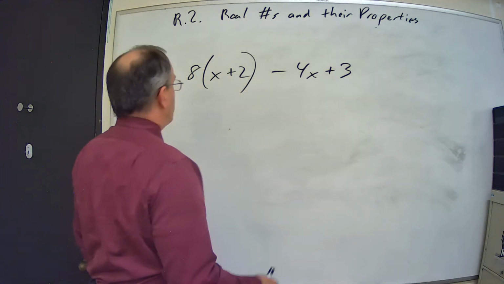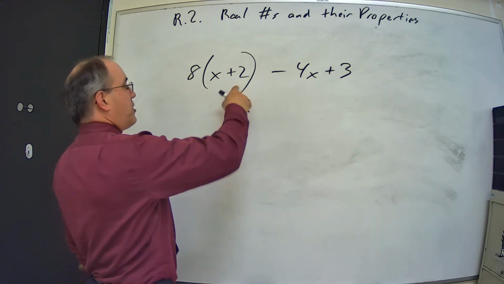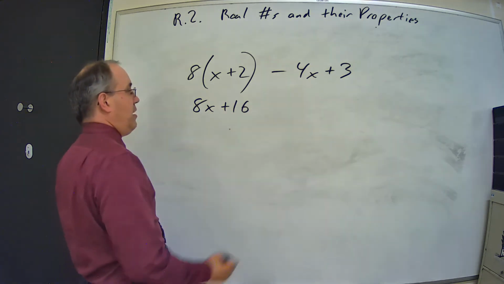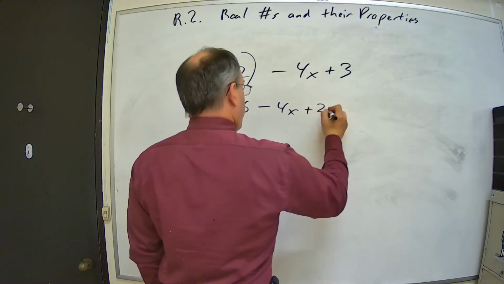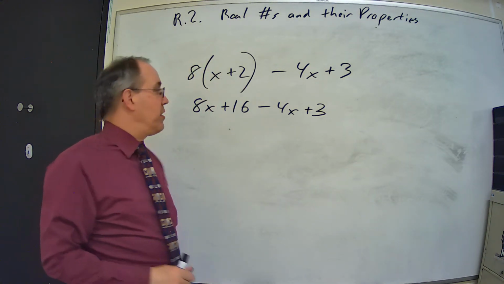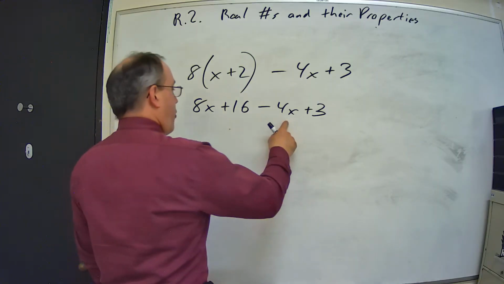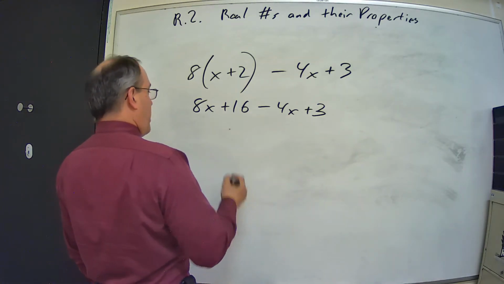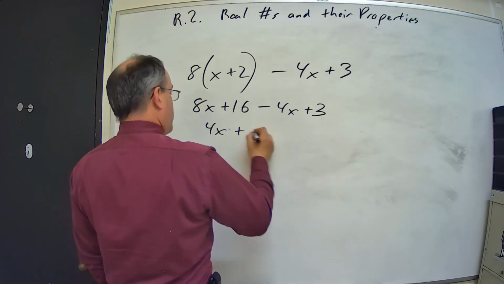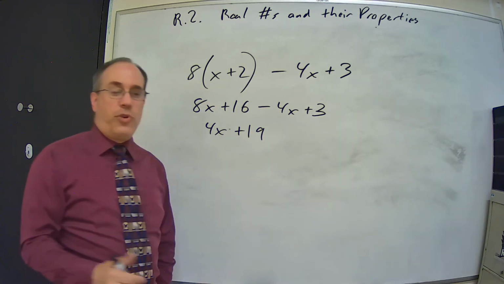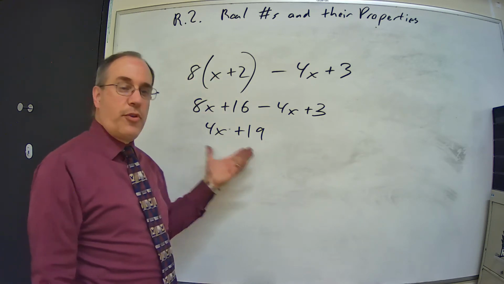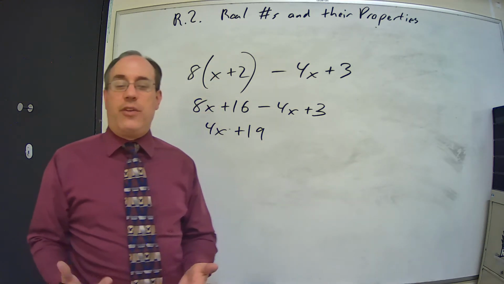Well, I can use some of these properties and say, well, wait a second, 8 times (x plus 2), well, that's distributive property. I can say that's 8x plus 16 minus 4x plus 3. And then I can combine like terms, right? I see I have 8x's and I have 4x's. So I have 8x's minus 4x's gives me 4x's. I have 16 plus 3, so plus 19. So we're able to simplify that expression. So basically you want to get it down into the smallest number of terms possible without violating any rules.